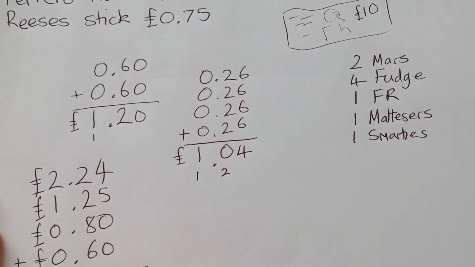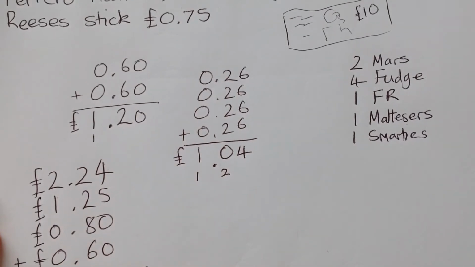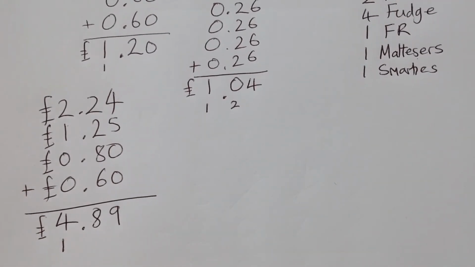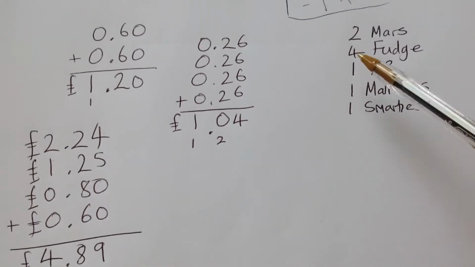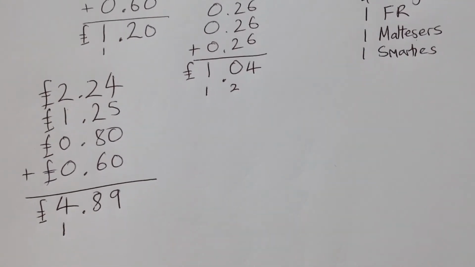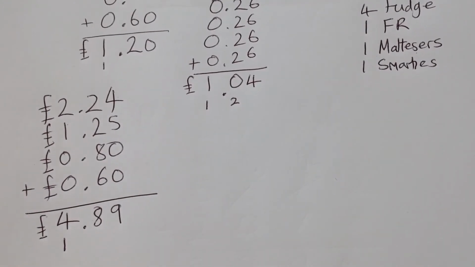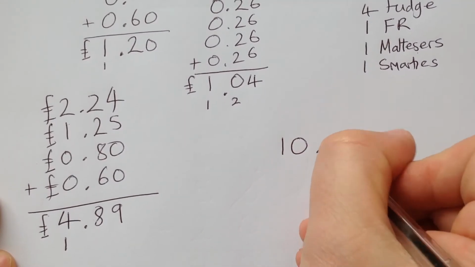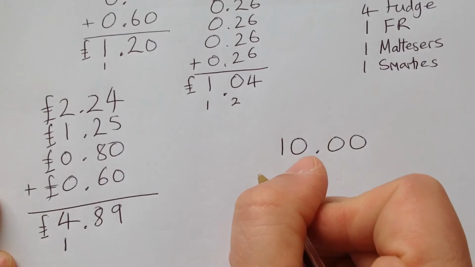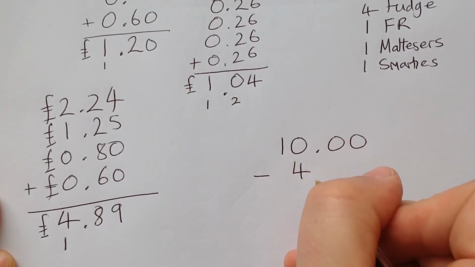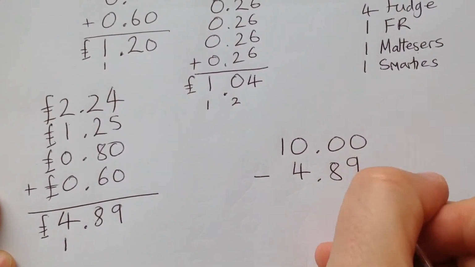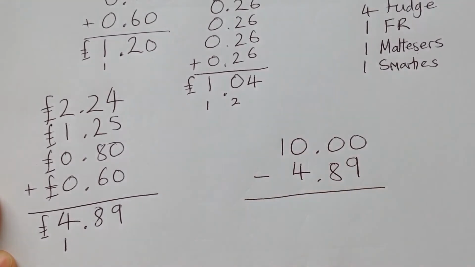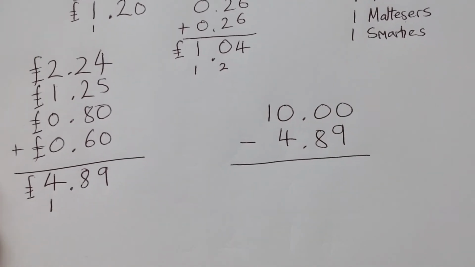1, 2, 3, 4. So I have spent, oh sorry, you didn't see my answer there. I have spent £4.89. And for my £4.89, I've got all of these things here. The last thing I've got to do is find out how much change I get. So I had £10 altogether, and I have spent £4.89, so I'm going to take that there. Now, this is quite a tricky subtraction.